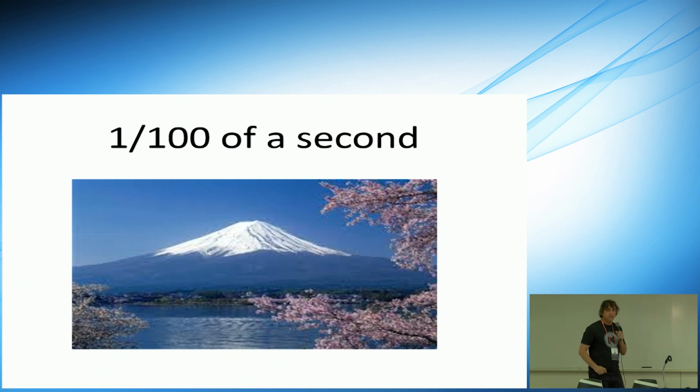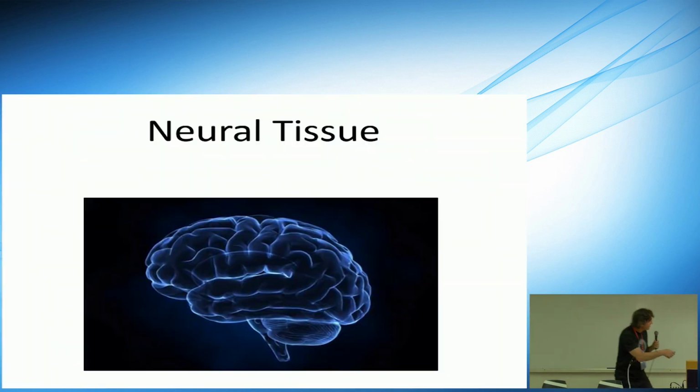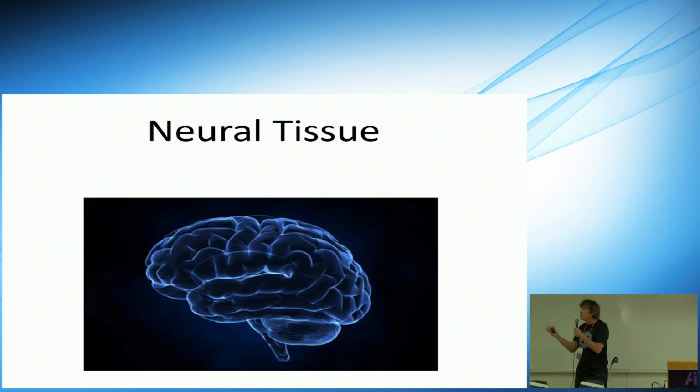So what you're seeing here is a picture. I think most of you can identify what this is. We know that you can do it in about 1/100th of a second. This is Mount Fuji, right? And in that amount of time, a very small number of neurons, on the order of 2 or 3 or 4, can fire in sequence. And yet there is a bit of a delay. So you do this with your mind, neural tissue.